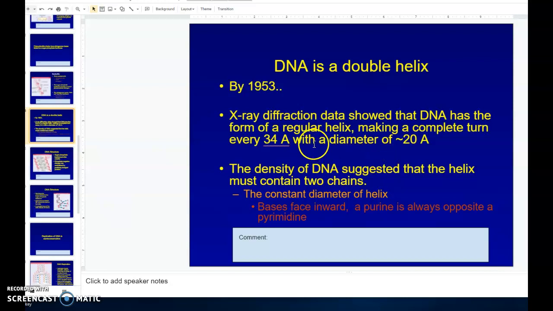So here it says X-ray diffraction data showed that DNA had formed a regular helix, making a complete turn of 34 A. A stands for angstroms, with a diameter of approximately 20 angstrom. Angstrom is an extremely small unit of measurement. At this point, don't worry too much about this being on the test. It's not going to be. How did they view DNA? They did view it by X-ray diffraction.